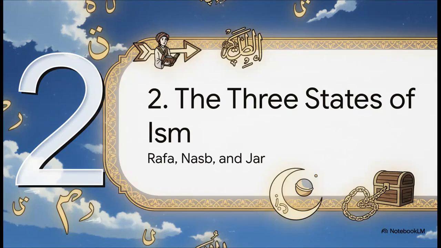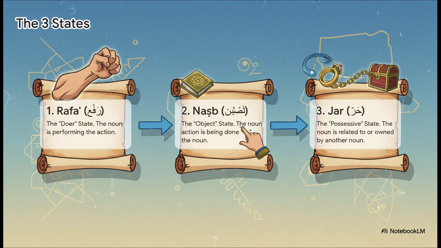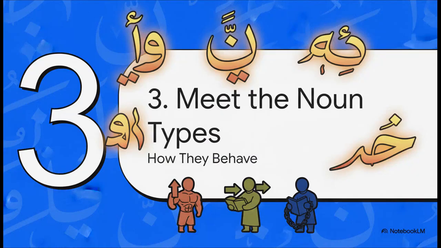All right, let's get properly introduced to our 3 new terms, Rafa, Nasb, and Jarr. These are the 3 fundamental states, or Halat, that every single noun in Arabic can be in. Honestly, getting these down is the key that unlocks everything else. So here's the core idea, plain and simple. If a noun is in the Rafa state, it's the star of the show. It's the one doing something. If it's in the Nasb state, it's on the receiving end of that action. And if it's in the Jarr state, it's all about ownership or a relationship, like saying the door of the house.